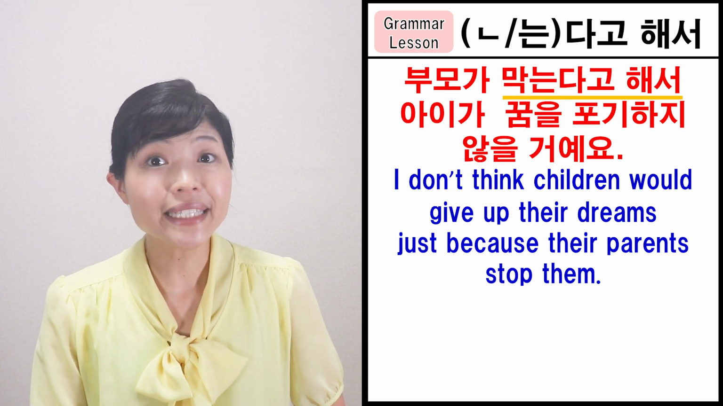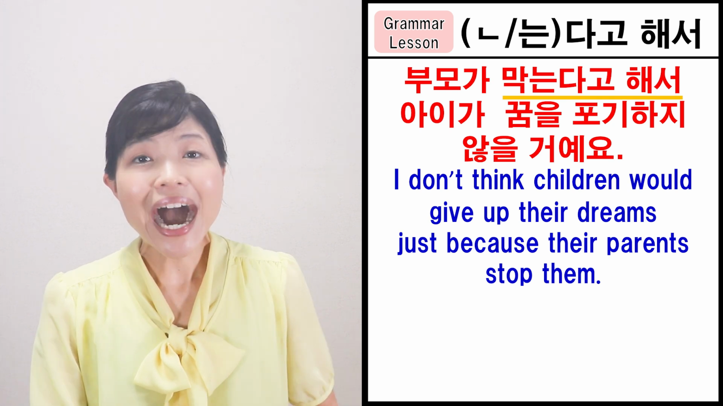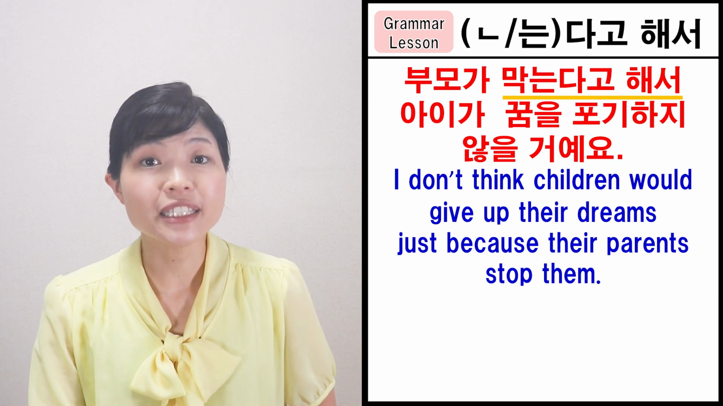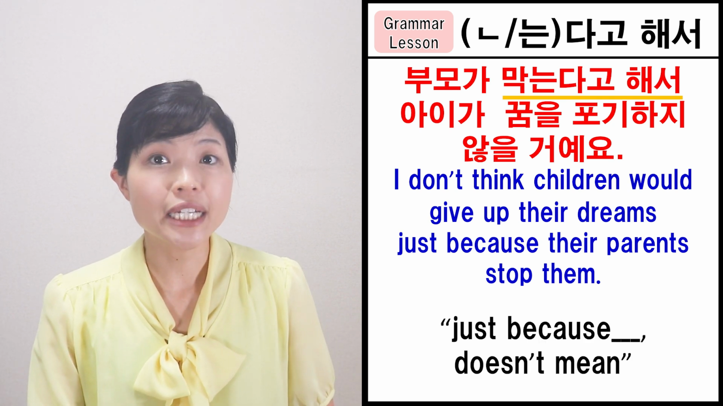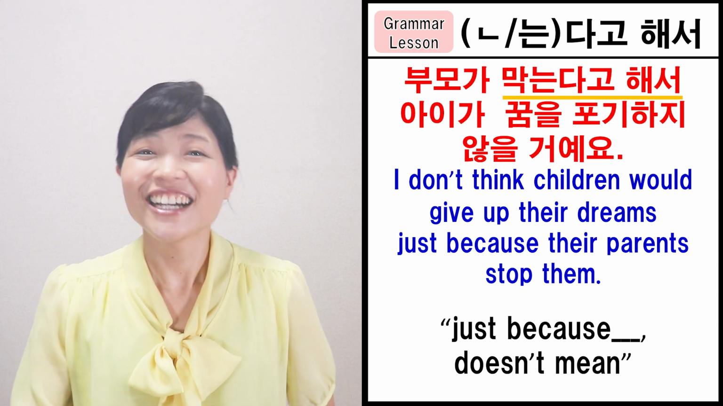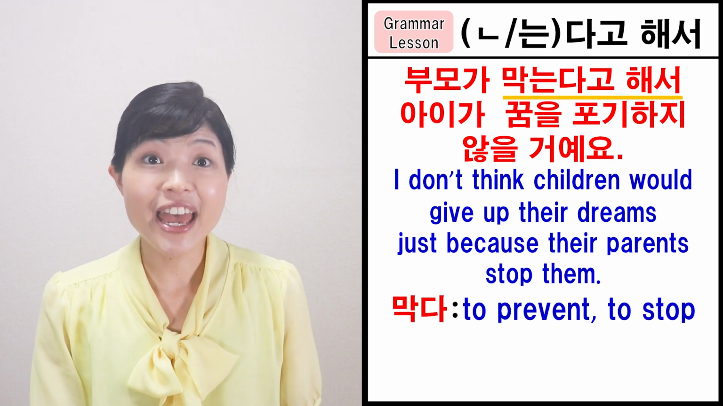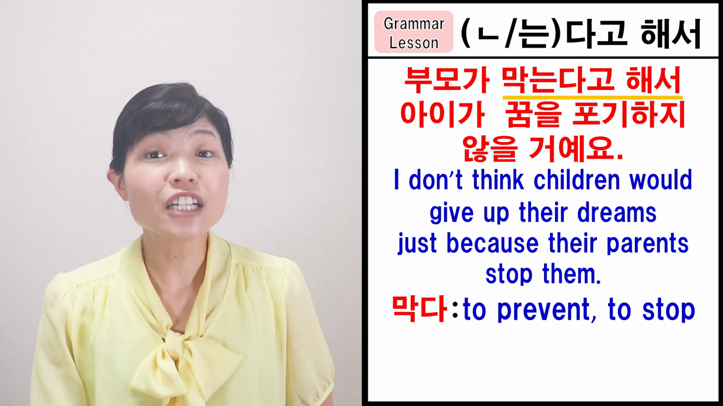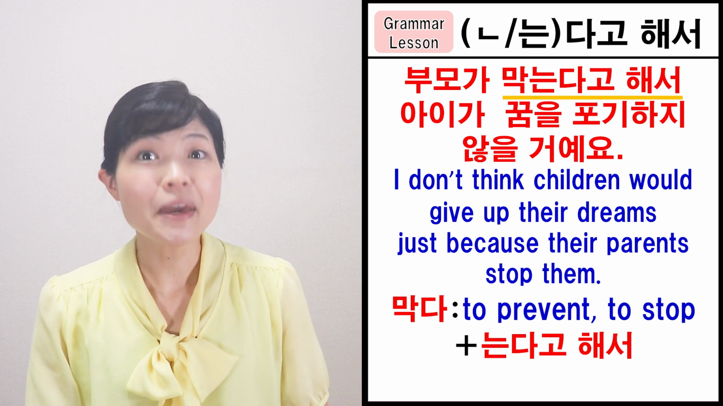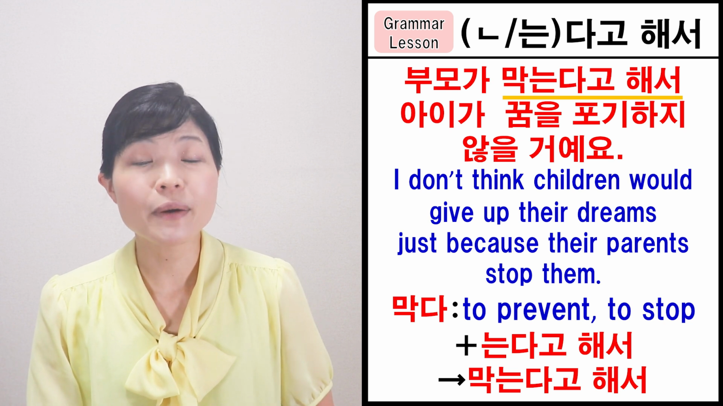부모가 막는다고 해서 아이가 꿈을 포기하지 않을 거예요. I don't think children would give up their dreams just because their parents stop them. Here, this usage of this grammar is just because doesn't mean. Okay, do you get it? Since the word 막다, to prevent, to stop, has a final consonant, you add 는다고 해서 to the verb stem and make the phrase 막는다고 해서 just because the parent stops.